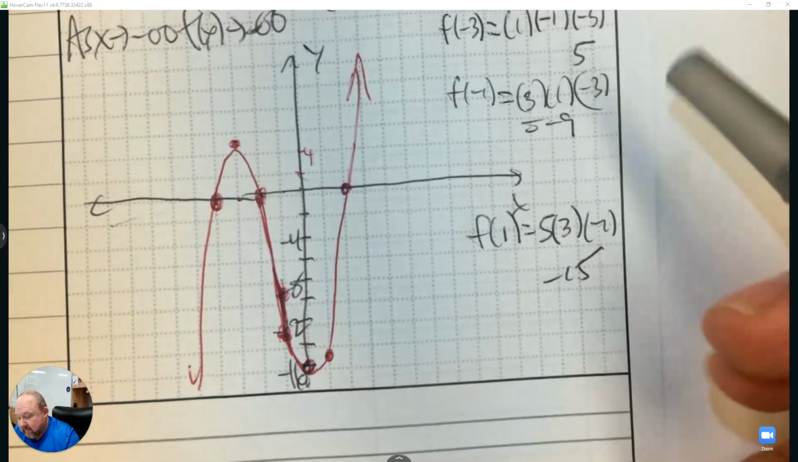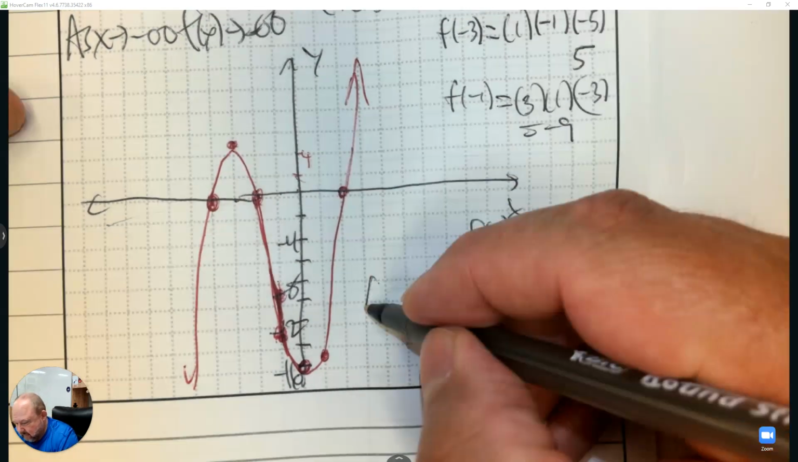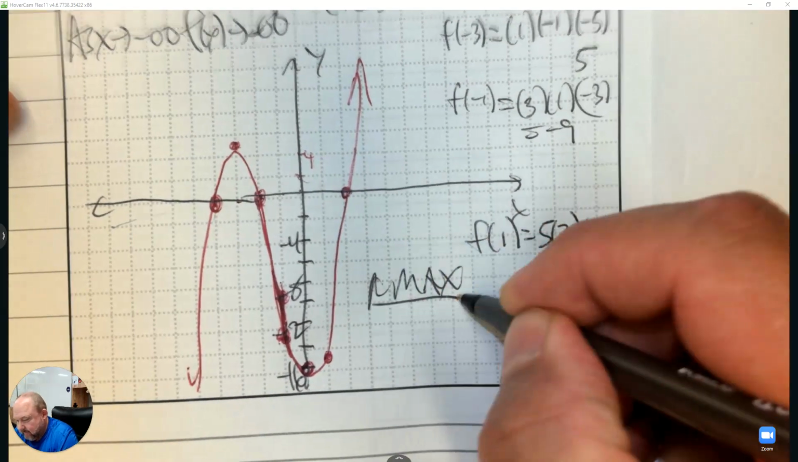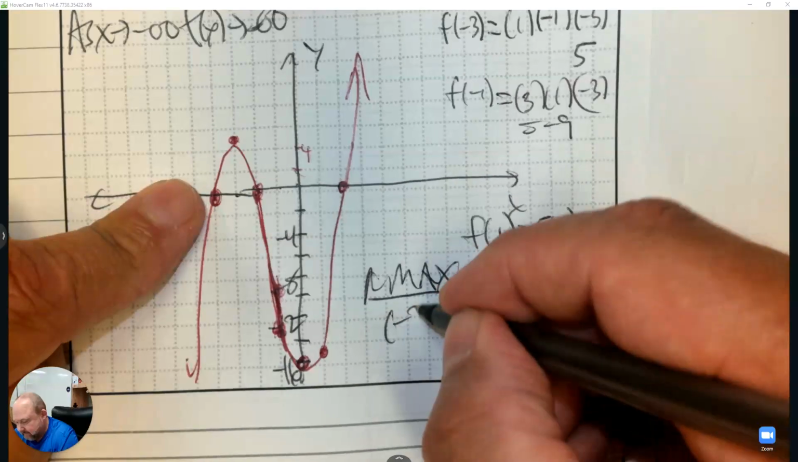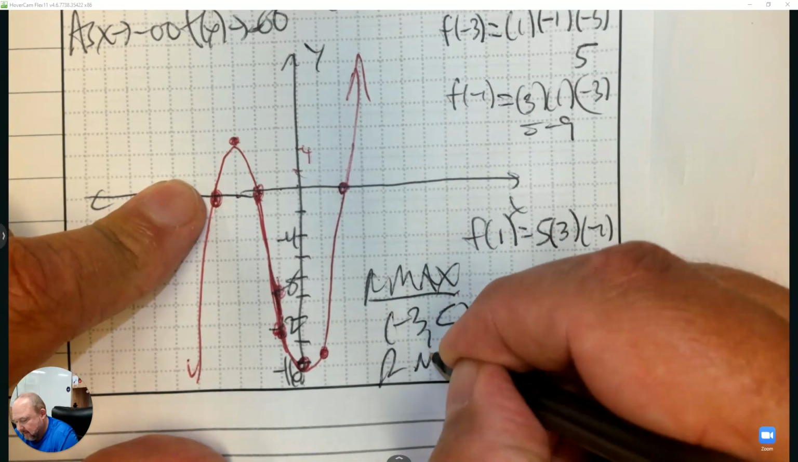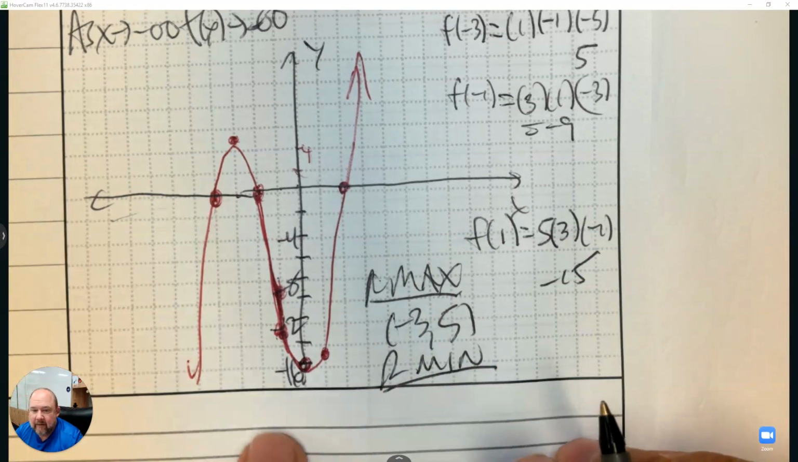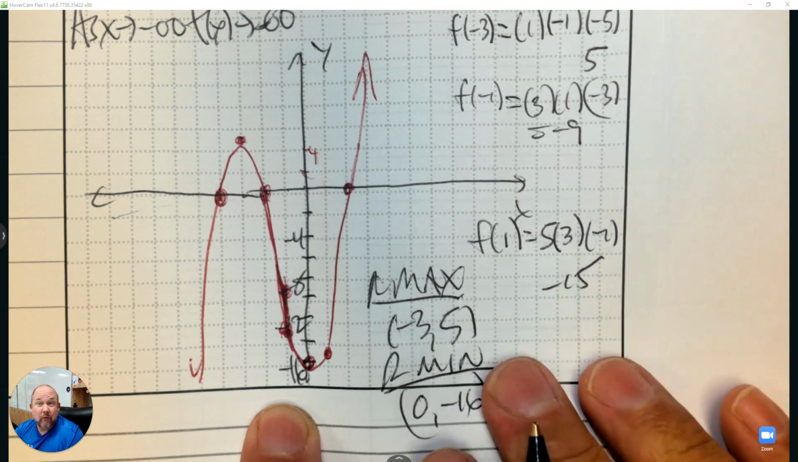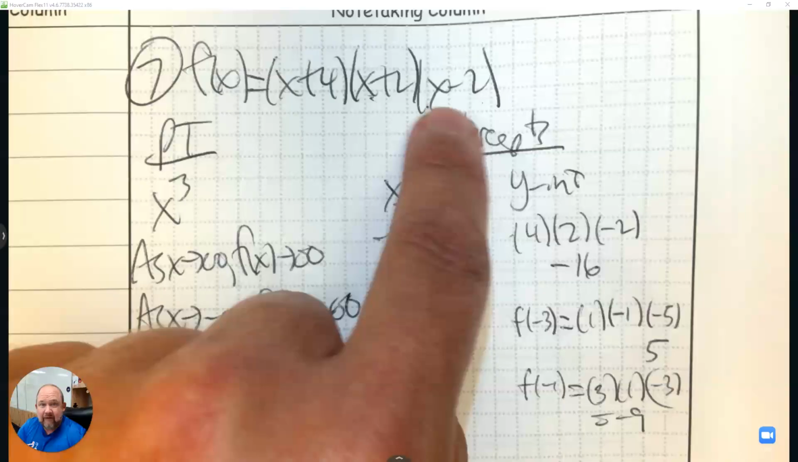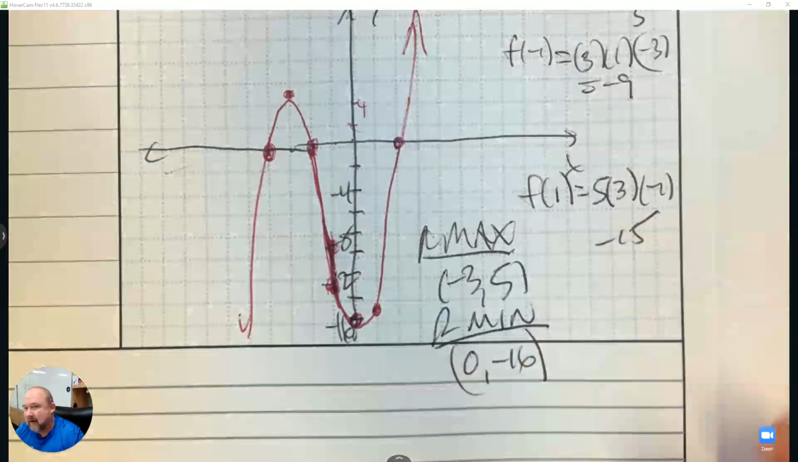There's your curve. This again has one relative max. This is the top turning point, which is at -3 and 5. And it has a relative minimum down here, which is at 0 and -16. If you want to, you could type this into Desmos and see how the graph looks and all the turning points and how close it is.